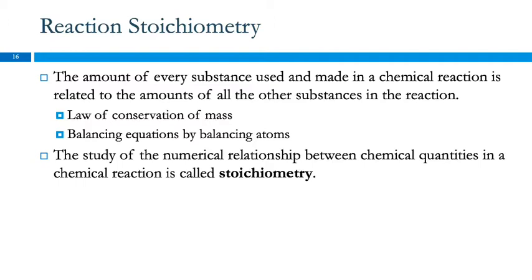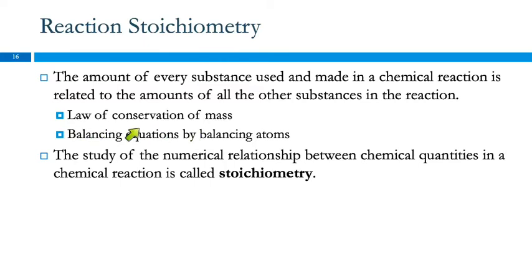So you've probably heard this word before, stoichiometry. That is the study of the numerical relationships between quantities of reactants and products in chemical reactions. And it's a very practical study. So the amount of every substance used and made, the reactants and products, is related to the amounts of all the other substances.